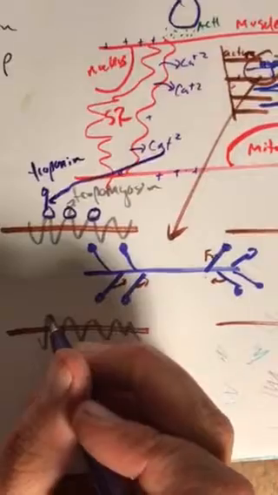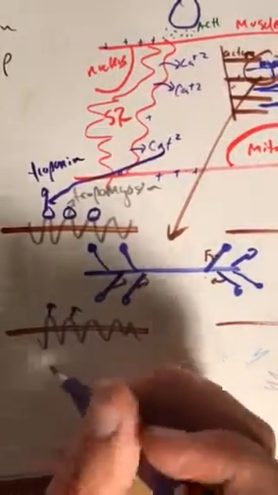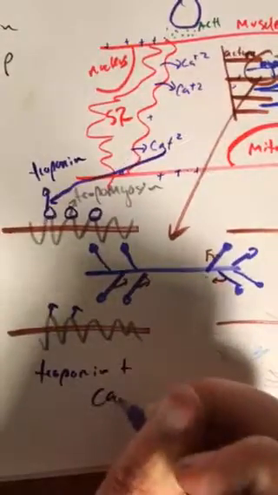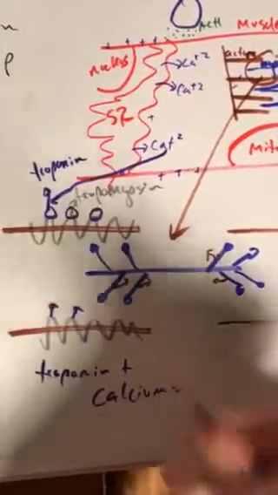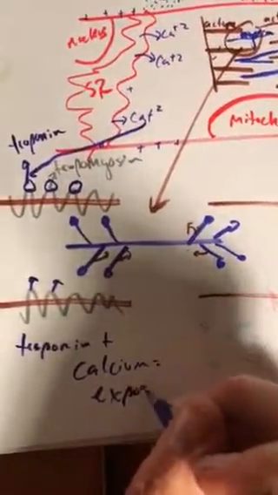And what troponin does is as soon as calcium comes in, it binds to troponin. And when calcium binds to troponin, troponin causes this whole thing to shift. So troponin plus calcium exposes the active sites. Exposes the myosin binding sites, so on actin you have these binding sites that myosin can then bind to.